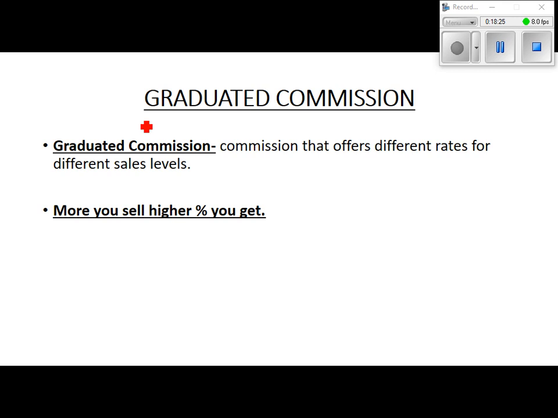On the test, when we do take the test, I'll probably let you use your binders. So whatever you have written down in it will be a good thing. Graduated commission is a commission that offers different rates for different sales levels. This is probably the hardest thing that we've done so far this year. And it's not really hard, it just takes quite a bit of work.